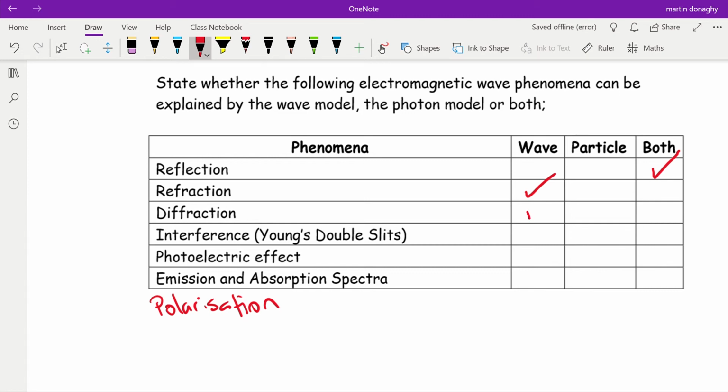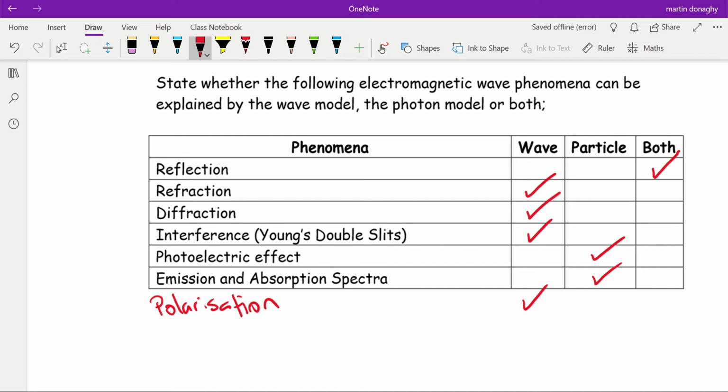Diffraction then is a wave property. Interference, Young's double slits, is the one that kind of ended the argument back in the 1600s about whether light was a wave. One we've left out there is polarization, which is a wave-like property. But meanwhile, the photoelectric effect can only be explained using our photon model with little particles of light, and the emission and absorption spectra of atoms is where these are all applying for waves acting as particles, as photons.